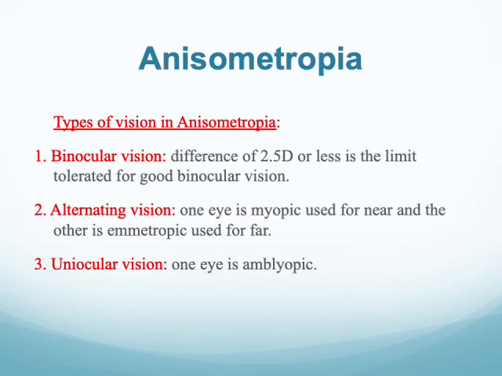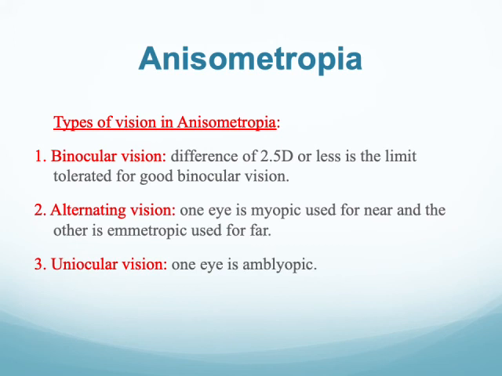Types of vision in anisometropia. How does a child with anisometropia see? We all see with binocular vision. We see with both eyes. So if we have a difference of 2.5 diopters or less, this is the limit tolerated for good binocular vision.